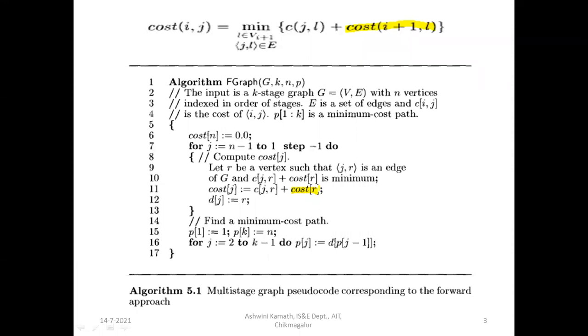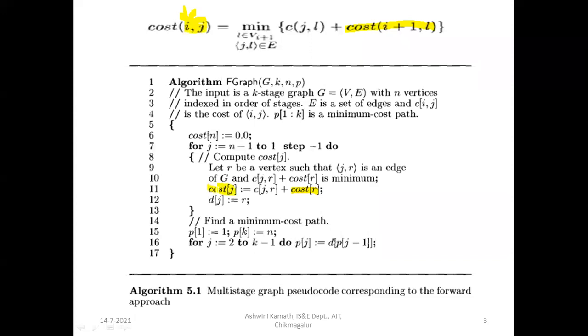Cost of ij means, what is cost of ij? From ith stage, jth vertex, right? Here i is specifying which stage, that's it. So I can write cost of j directly. So that is the thing here.